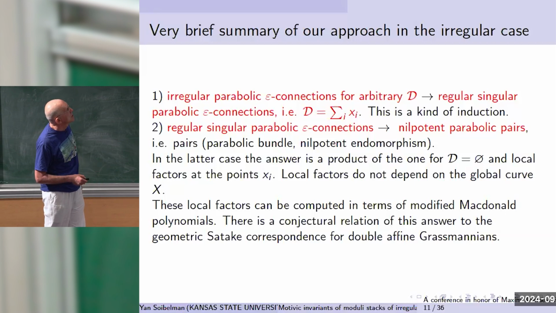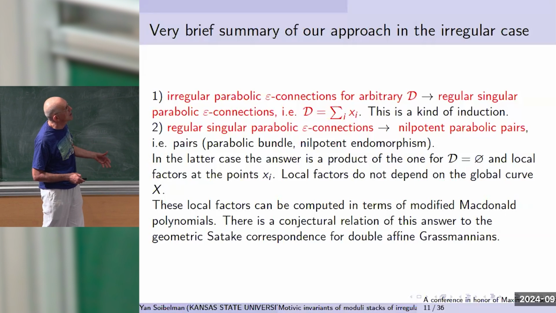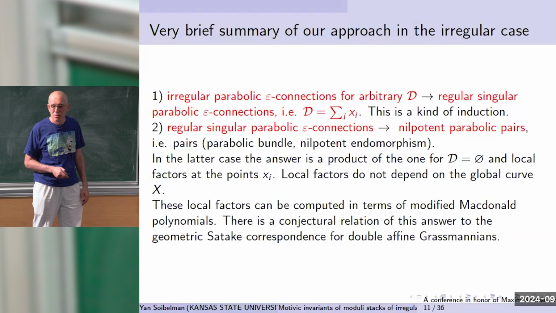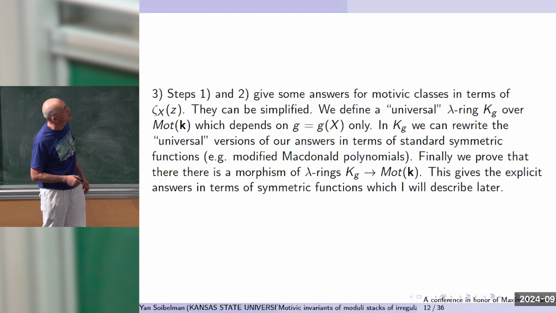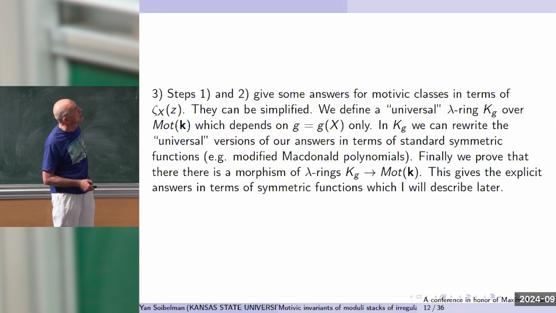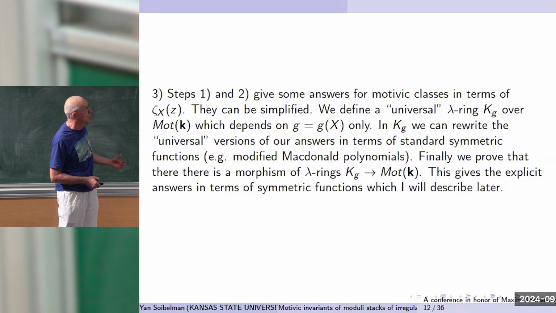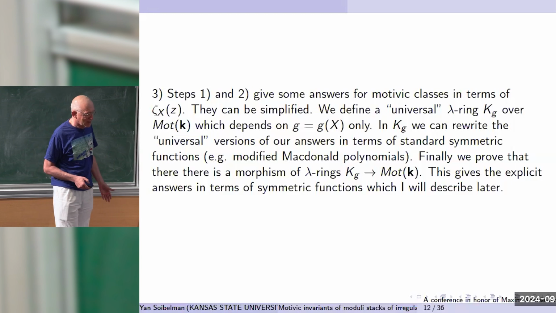Now, so from the bird's perspective, it's kind of reduce irregular to regular singulars, then to nilpotent pairs, and this already gives some answers in terms of the shifted Motivic zeta function, like in the Behrend-Dillon formula, if you'd like, but more complicated. And then it can be simplified.